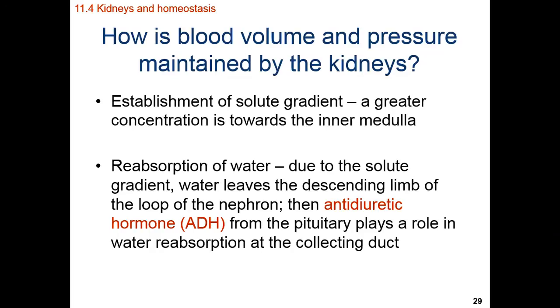Now, how are blood volume and blood pressure related to each other, and how specifically can they be regulated by the kidney? If we look at concentration gradients of dissolved chemicals or dissolved solutes, the higher the gradient, the higher the osmotic pressure is going to be. And if we look at our kidneys, generally speaking, the renal cortex or the outside of the kidney has a lower concentration of dissolved salts in the tissues compared to the inside of the kidney, the renal medulla.